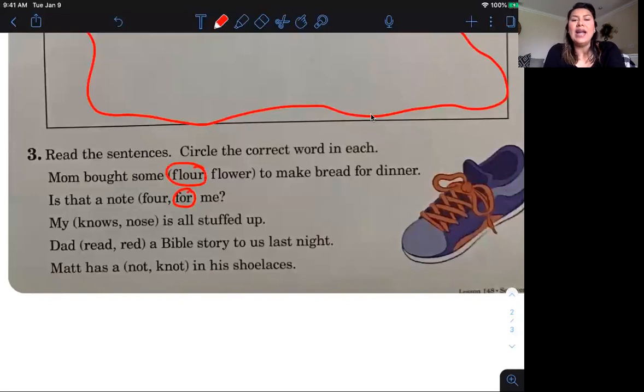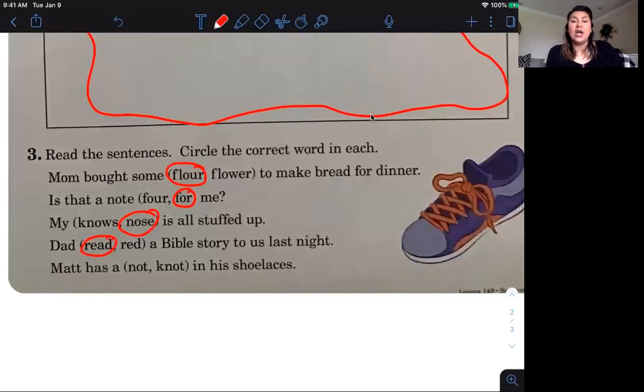All right. My nose, like what I know, the knowledge that I have, my nose is all stuffed up. That doesn't really make sense. The information that you know when you know something is all stuffed up? No. What about your nose? Like this one, the one you breathe with, your sniffer. Yes, your nose. Dad read a Bible story to us last night, or Dad read like the color red, R-E-D. Which one makes more sense? Well, if you're reading a story, it's like reading a book. So it's read, R-E-A-D. Isn't it interesting that you both read and read is spelled the same way? Very interesting, right? But you pronounce it 2 different ways.